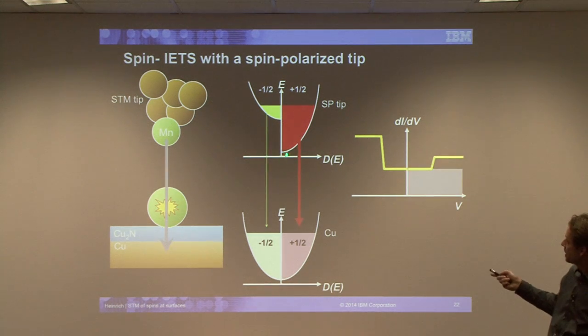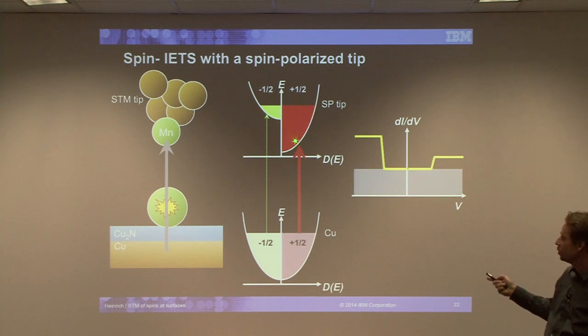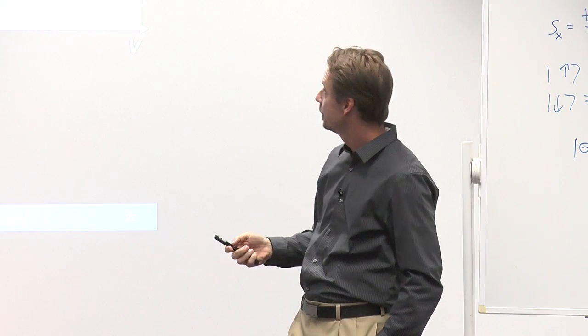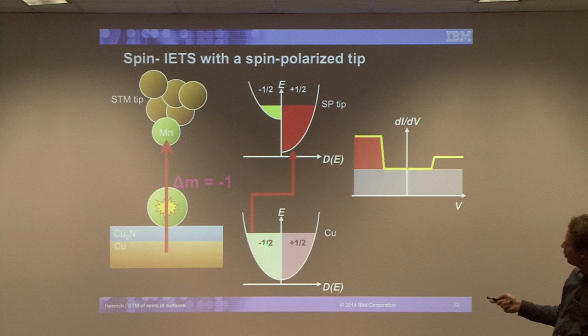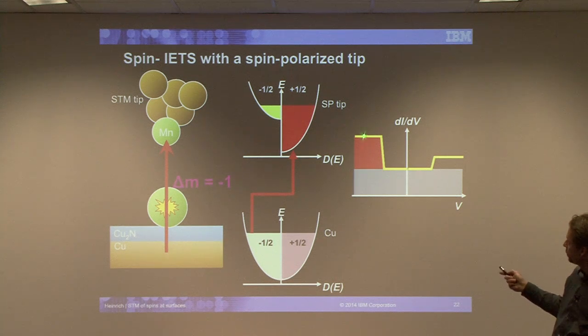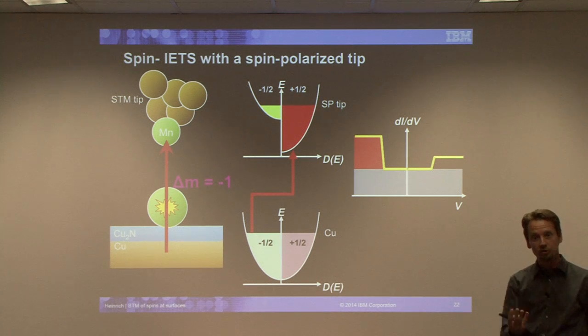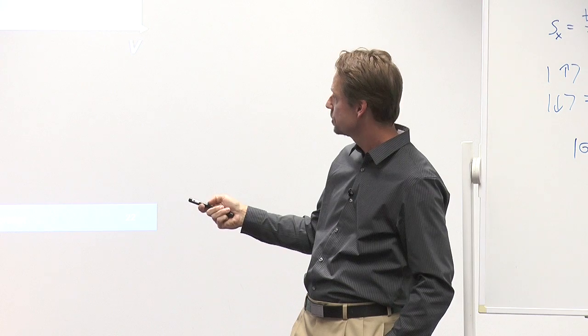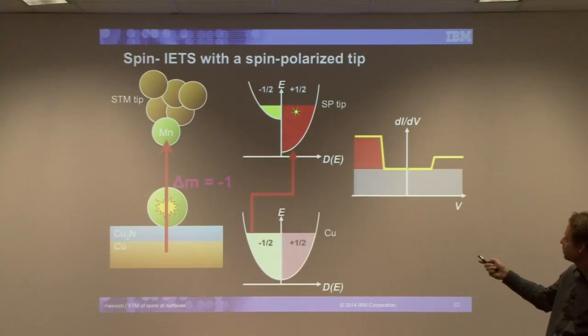Now, we have elastic current going from tip to sample in this window here. We have elastic current going in the opposite direction; I'm just changing the polarity of the bias voltage. More interestingly, if I go to the inelastic window, I have to start as a -1/2 electron because I want to transfer angular momentum here. I have to start as a -1/2 electron, and I want to end up as a +1/2 electron.